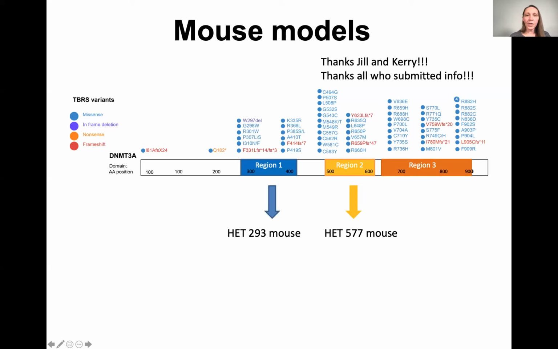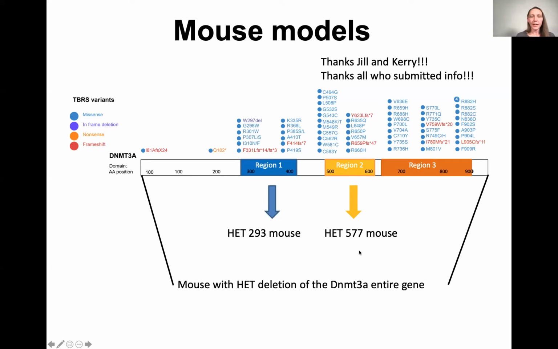We had another mouse with a mutation in this region 2, our 577 mouse. And then the third model we looked at has deleted one entire copy of DNMT3A. So that would represent individuals who have deletions of one copy of DNMT3A, but also, as Ayala pointed out, many of the mutations across the gene lead to a rapid destruction of the protein. So sort of this state where you have half the dose you normally do. And that would be what we recapitulate with this particular mouse model, which is referred to as the HET mouse.